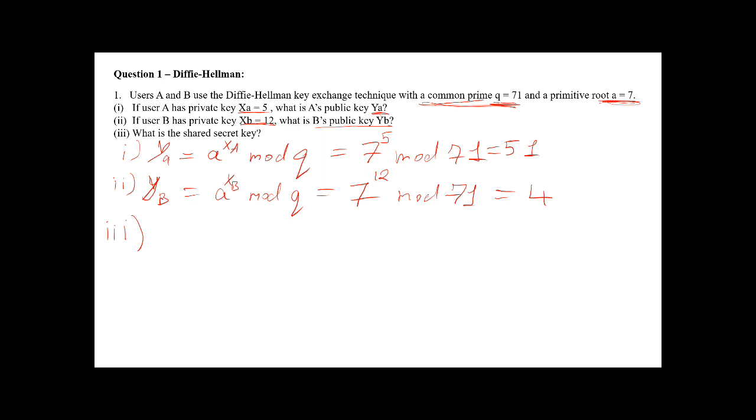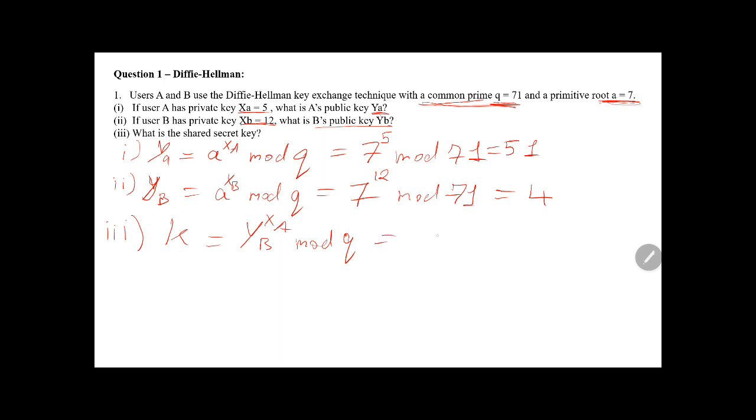So far so good. Okay, now with the third part, what is the shared secret key? So in order to get the secret key, we call it K. So in order to get K, what we need to do is as follows. We get B's public key, which is YB, power A's private key, which is XA. This is in case that A is the one who wants to generate the shared secret key. That's why we're using his private key. Okay? And we do this modulus Q, which is our common prime.